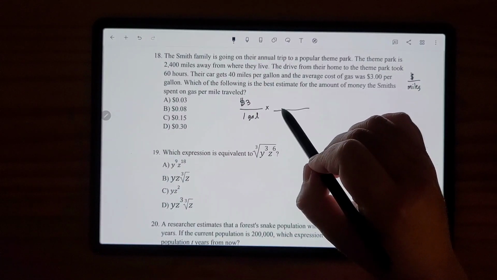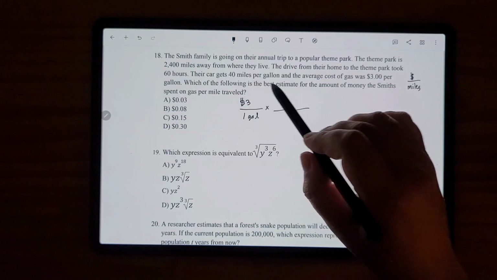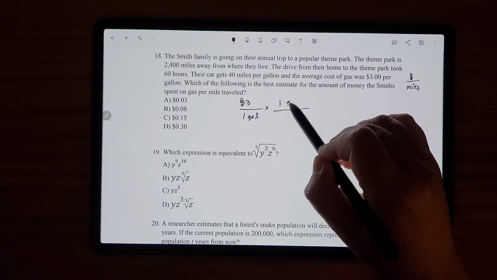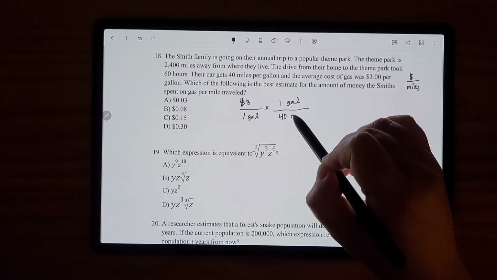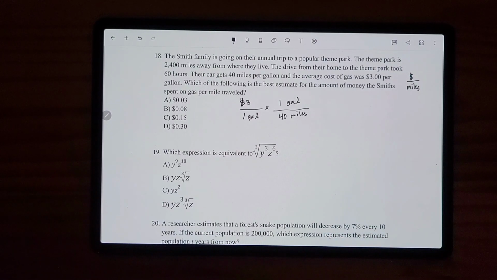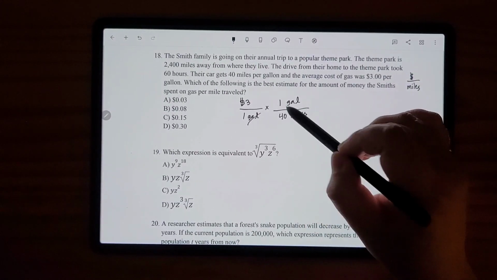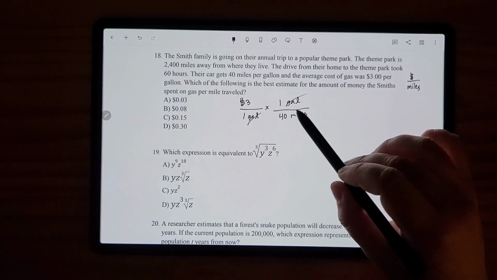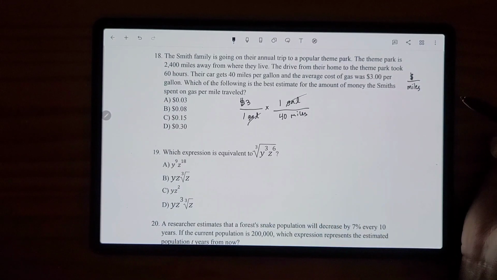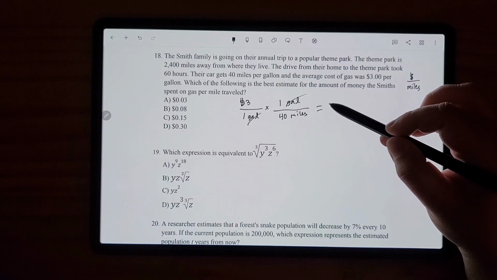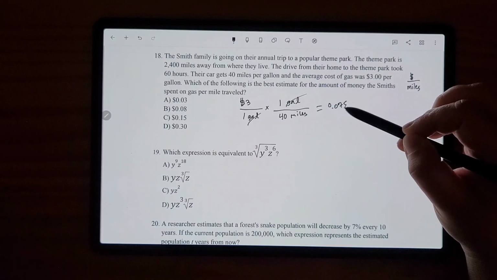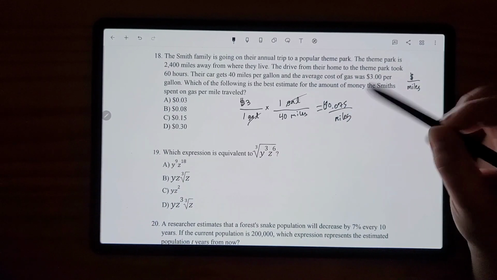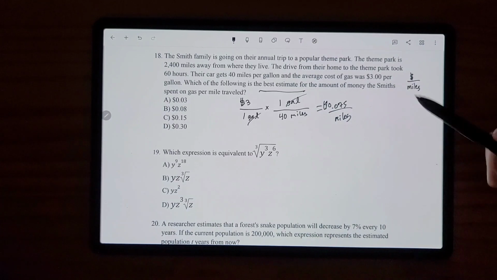So I need to cancel out this gallon. So I'm going to look for another relationship with gallons. Well, 40 miles per gallon. So I'm going to say, okay, 1 gallon on top, 40 miles on the bottom. And that allows me to cancel out gallons and gallons. And then I can just say, oh, that's 3 times 1 divided by 40, which is going to be 0.075, which obviously is money, which I'll get to in a second. So we have to change that, and that's why it says best estimate, not the exact value.